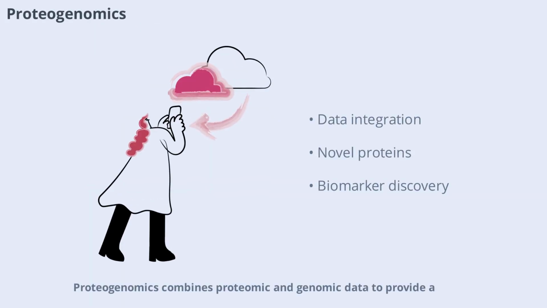Proteogenomics combines proteomic and genomic data to provide a more complete picture of how genes and proteins interact. By interpreting both types of information, researchers can identify novel proteins, understand disease mechanisms, and improve biomarker discovery.